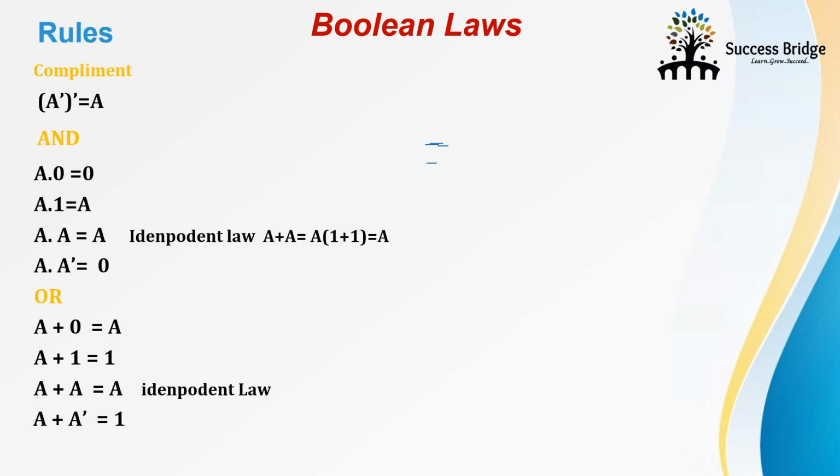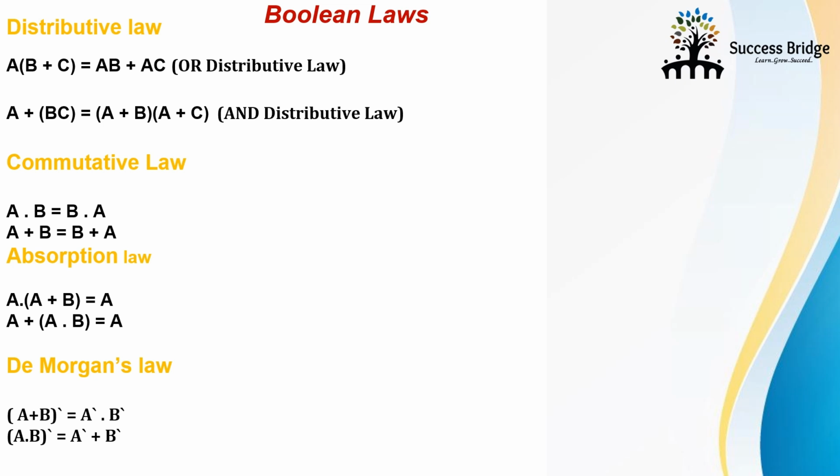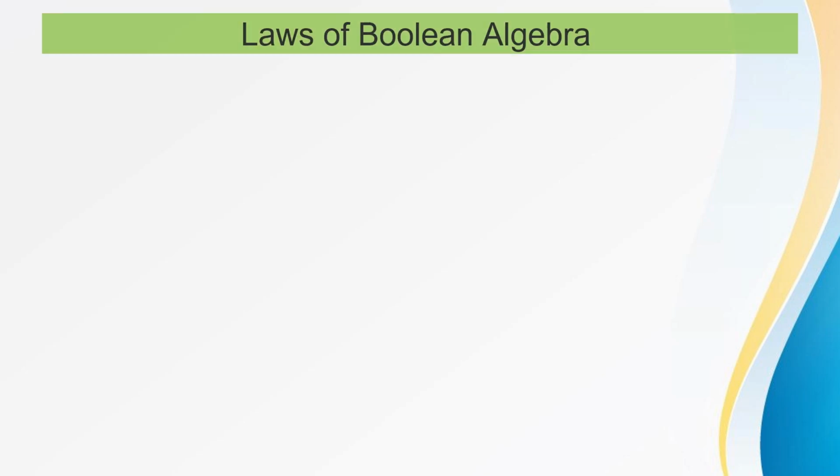Let's see some rules, Boolean's laws. This is the set of rules: complements, AND, OR. The next laws are the distributive law, commutative law, absorption law, and De Morgan's law. Let's learn one by one.